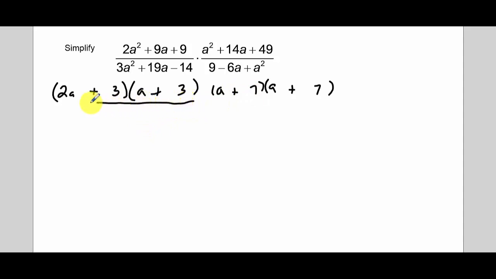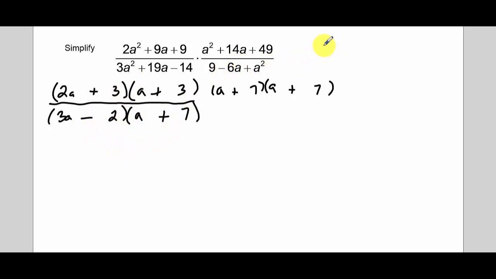In the denominator, let's see. I can use a 3a and an a because that's the only way to get 3. And then I need a 14, so probably a 7 and a 2 because I'm going to need a 19. So 7 here, which is 21. 2 here, which is 2, and 21 minus 2 is 19. The 7 needs to be positive, the 2 is negative.